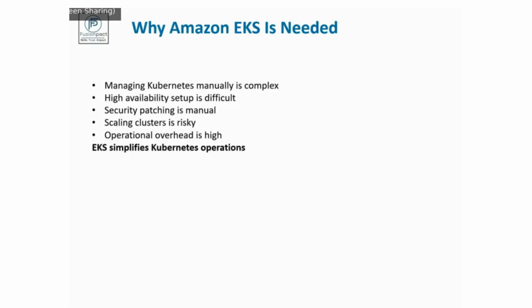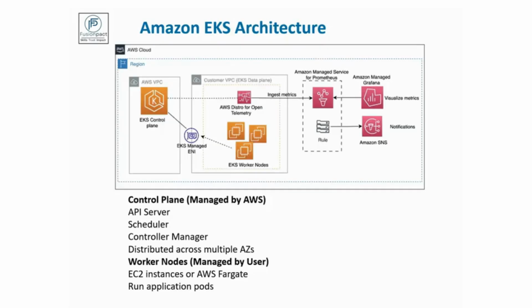Why is Amazon EKS needed? Managing Kubernetes manually is difficult. Its setup is highly complicated and security patching manually is very risky. But when it comes to EKS, it is managed by AWS. Scaling the cluster is also easy and operational overhead is reduced. EKS simplifies Kubernetes operations.